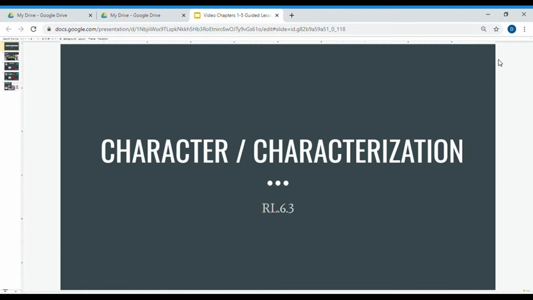Reminder to stay focused, and you should be following along with the guided reading notes that are located under the ELA tab in our Google Classroom. So this week we're going to be talking about character and characterization. Moving on to slide number 2.